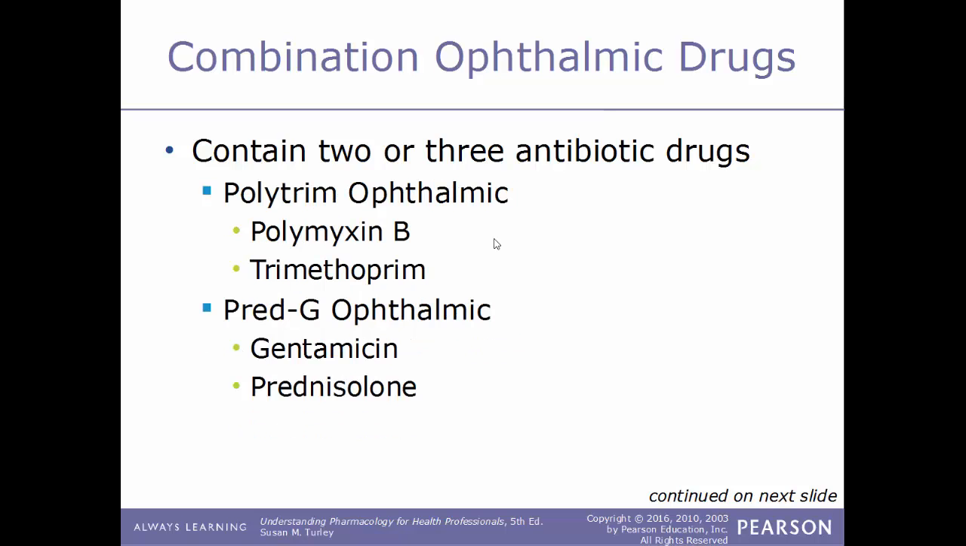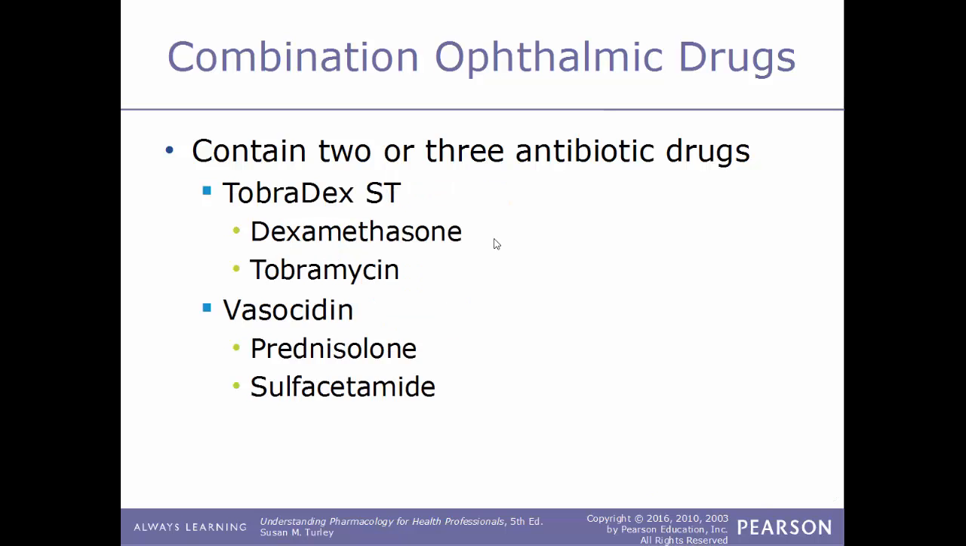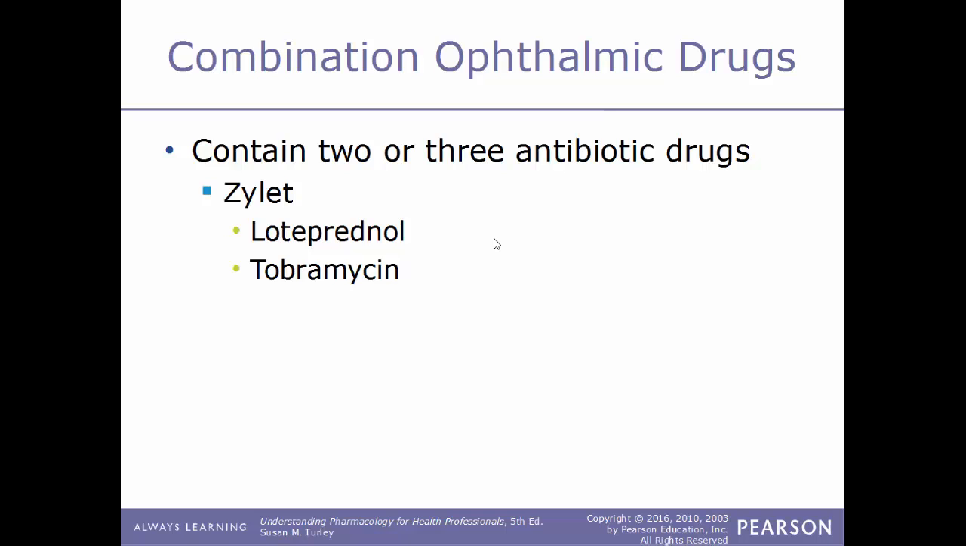Polytrim Ophthalmic, combination of polymyxin B and trimethoprim. Pred-G Ophthalmic, combination of gentamicin and prednisolone. Tobradex ST, combination of dexamethasone and tobramycin. Vasocidin, a combination of sulfacetamide and prednisolone. And the last one we'll cover, Zylet, which is a combination of tobramycin and also loteprednol.